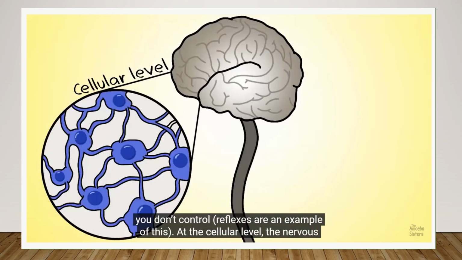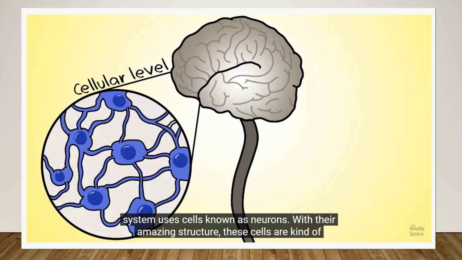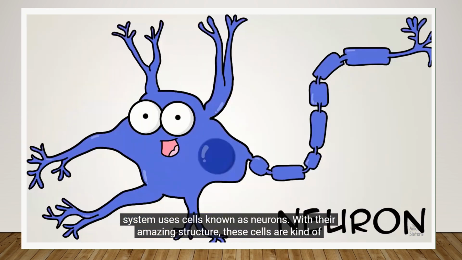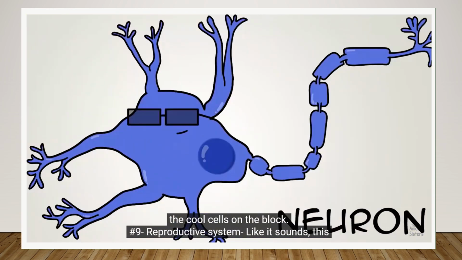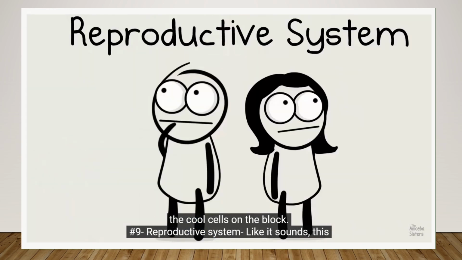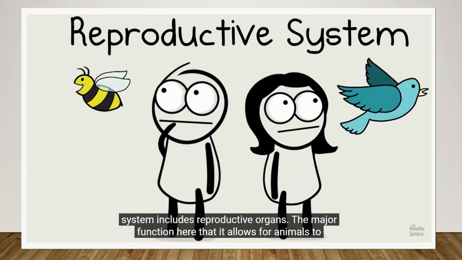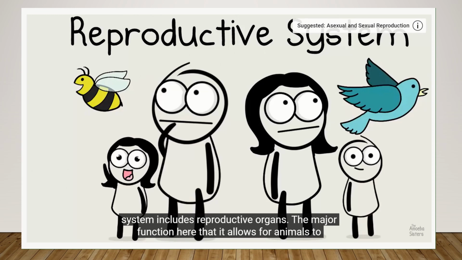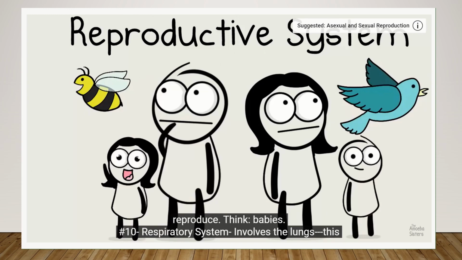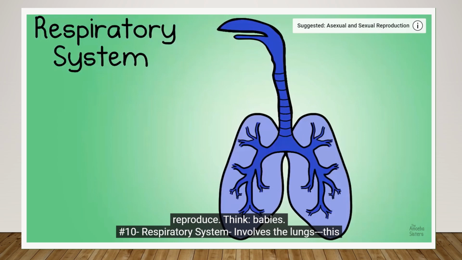At the cellular level, the nervous system uses cells known as neurons. With their amazing structure, these cells are kind of the cool cells on the block. Number 9, the reproductive system. Like it sounds, this system includes reproductive organs. The major function here is that it allows for animals to reproduce. So think babies.